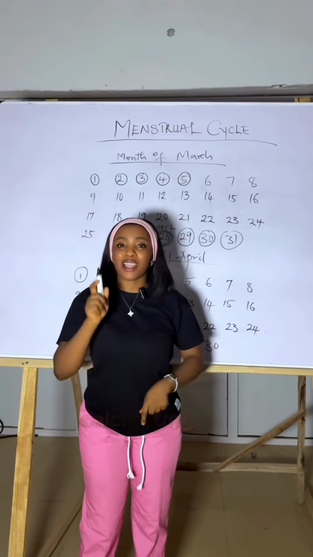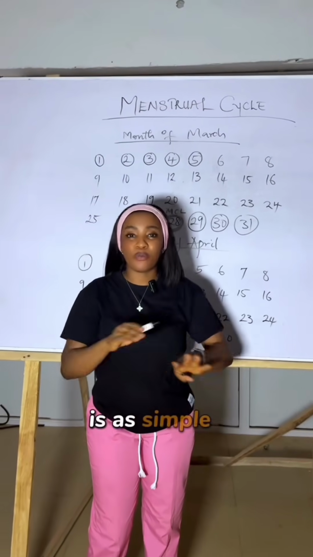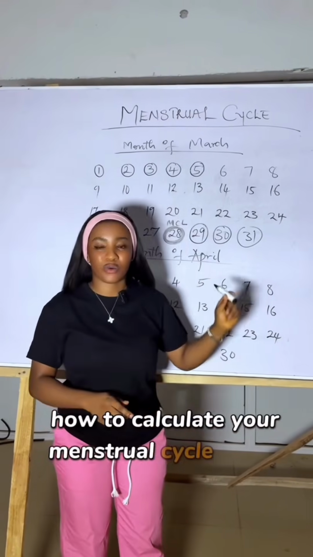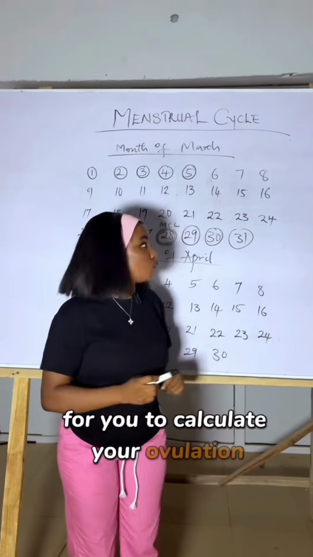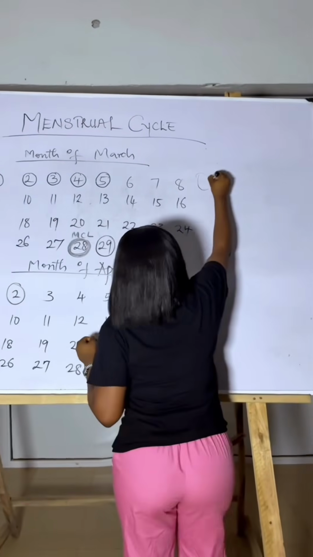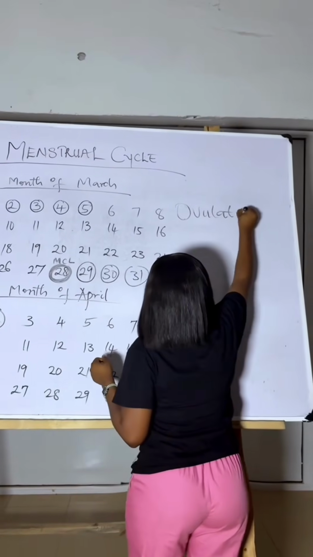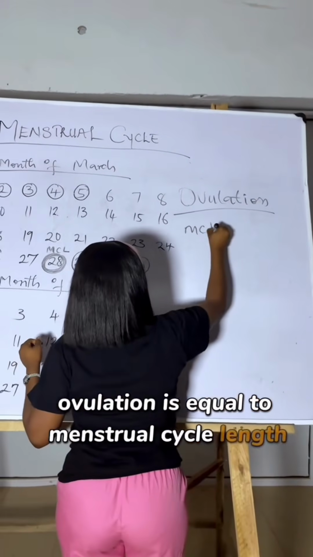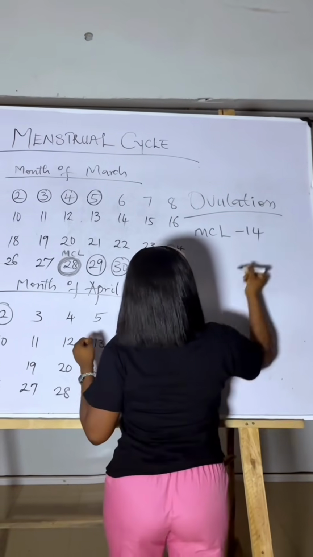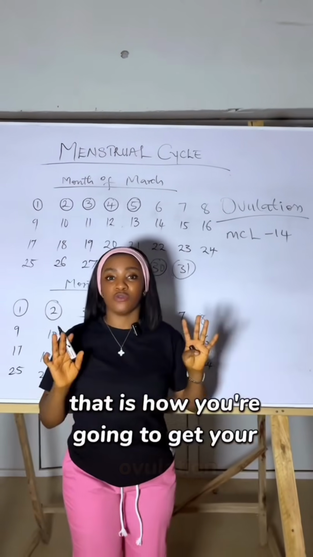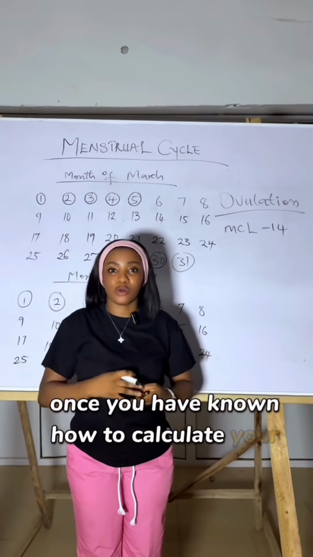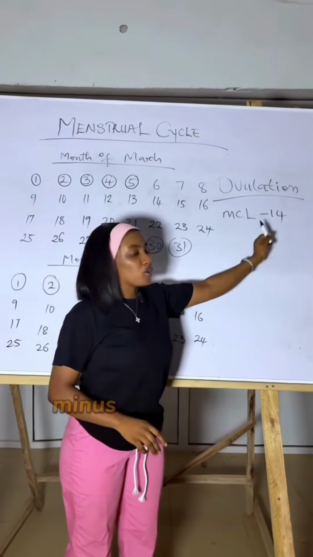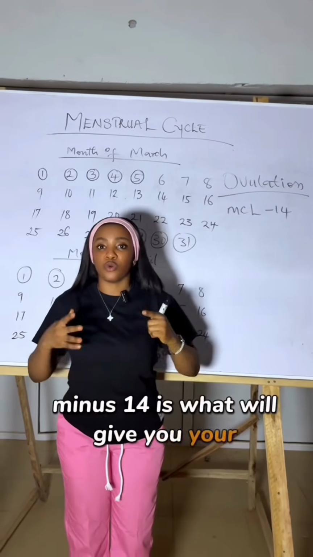What do I mean? Calculating your ovulation is as simple as anything at all, as far as you have already known how to calculate your menstrual cycle length. Ovulation is equal to menstrual cycle length minus 14. That is how you are going to get your ovulation. Once you know your menstrual cycle length, all you have to do is subtract 14, and that will give you your ovulation day.